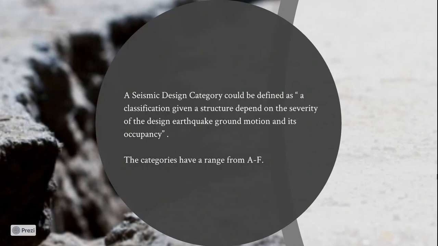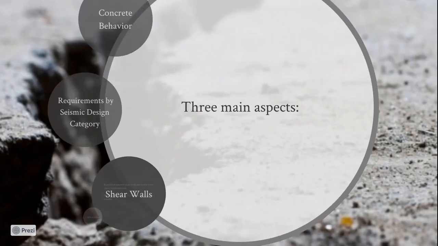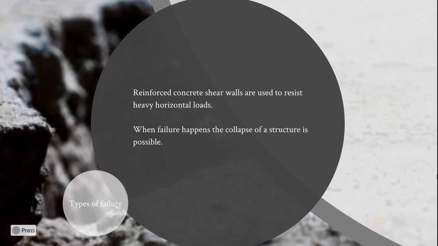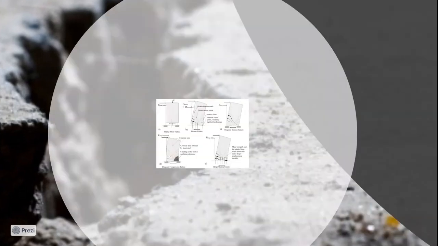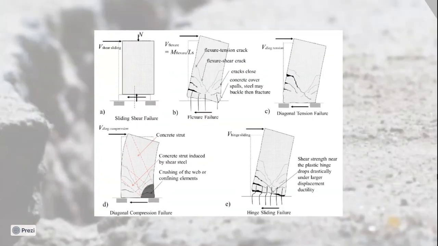And for the last point we have the shear walls. Starting with a small definition, shear walls are used to resist heavy horizontal loads such as earthquakes or high wind. They can be used in stairways or elevator shafts. And when a failure happens to the shear walls, the collapse of the structure is possible. So we have several types of failure. We can see in the figures the sliding shear failure, the flexural failure and the diagonal failure. It could be in tension or compression, and finally the hinge sliding failure.